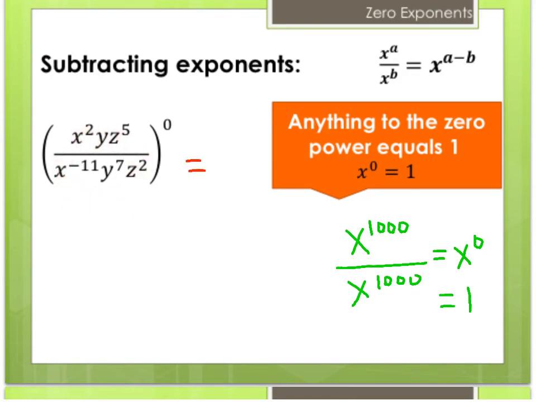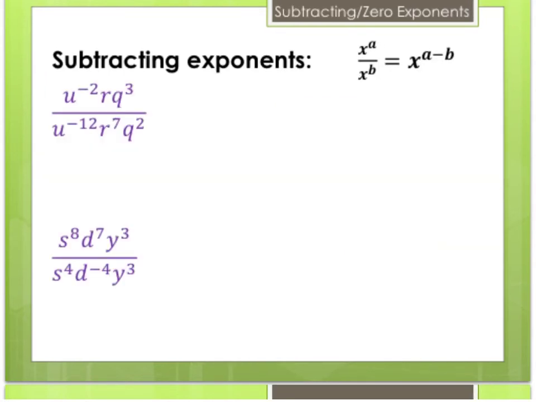Anything to the 0 power is 1. That's a huge thing to remember. Alright, so now some practice. I'm going to do u to the negative 2 power, u to the negative 12. So I'm going to write every step here just so you can see. You don't always have to do this.